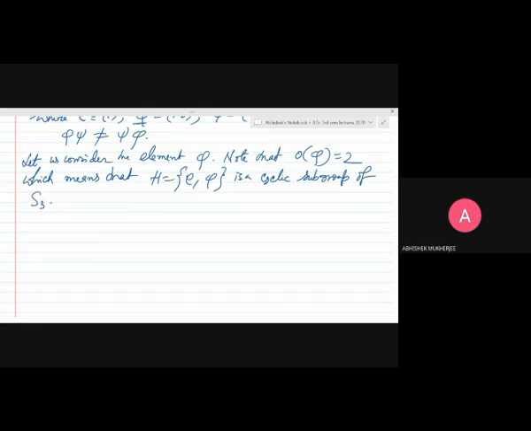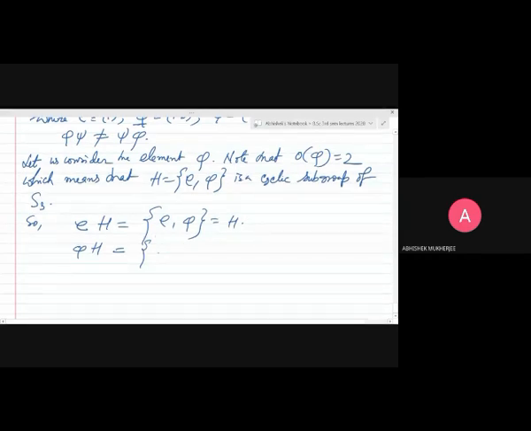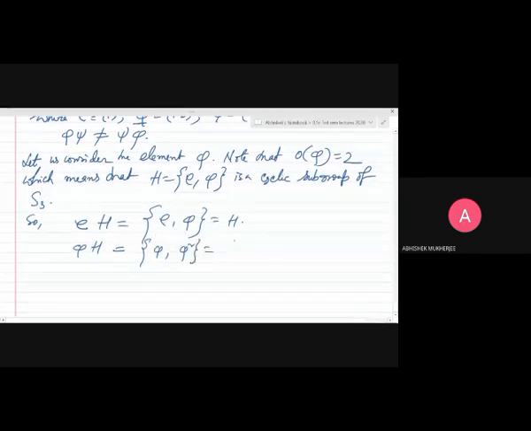So what is EH? Multiply each element of H by E. So it is E and phi, right? So it is H. This is trivial for any group. Now phi. What is that? So phi into E is phi and phi into phi is phi square, which is E. So that means it is again E, phi, that is H, right?